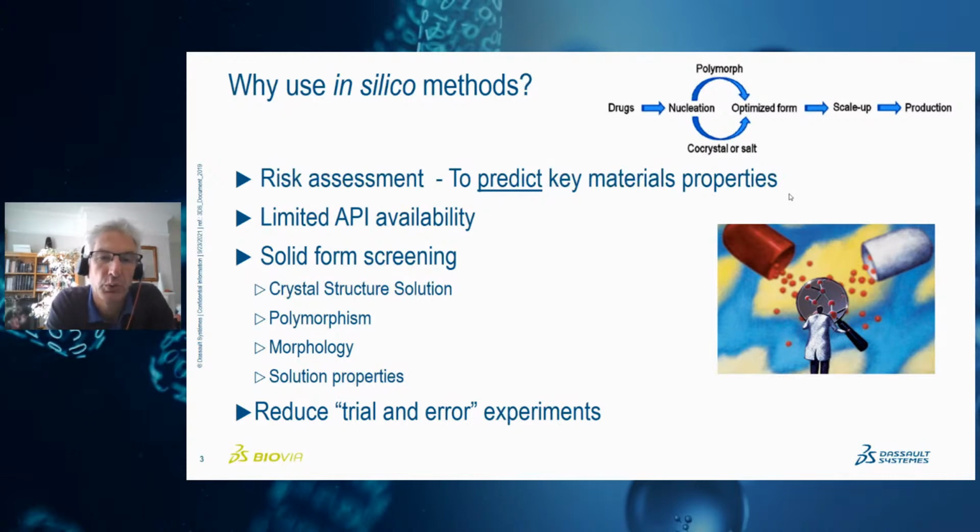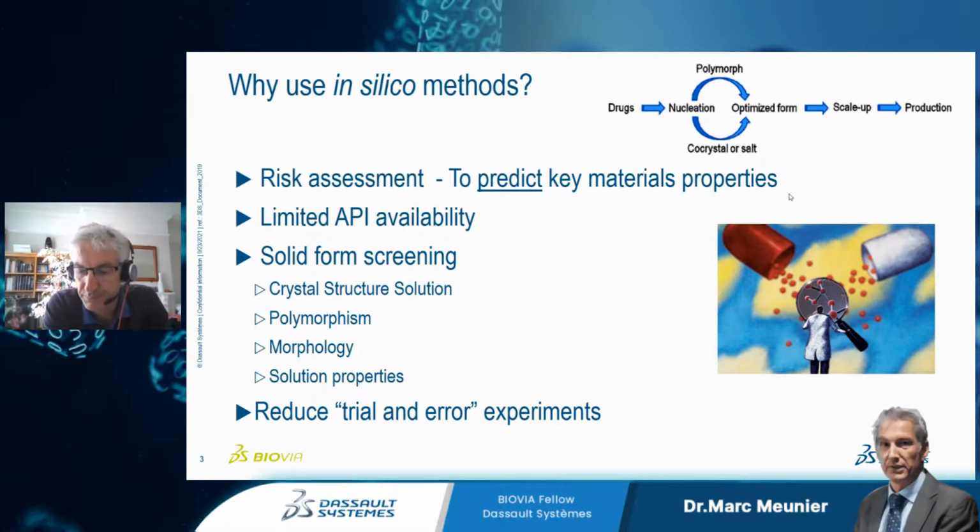And so you also want to screen the solid form. So you will work with different salts. You very often will create a salt to increase solubility. And for that, you might need to get a crystal structure. And that we can do with in silico tools. We can also look at polymorphism, morphology, and so forth. So the aim really is trying to reduce trial and error experiments and try to predict those physical characteristics of the active.